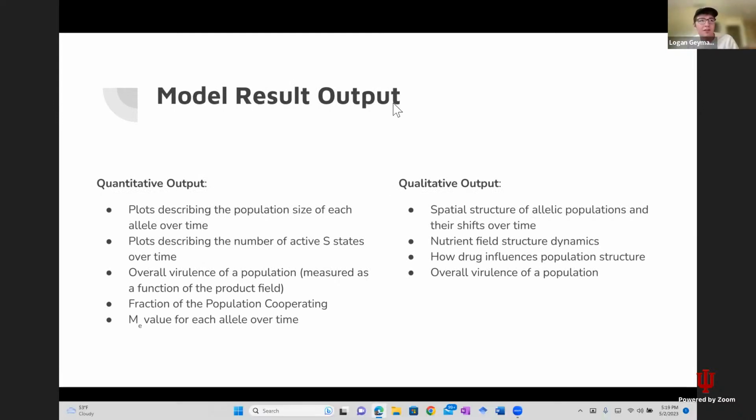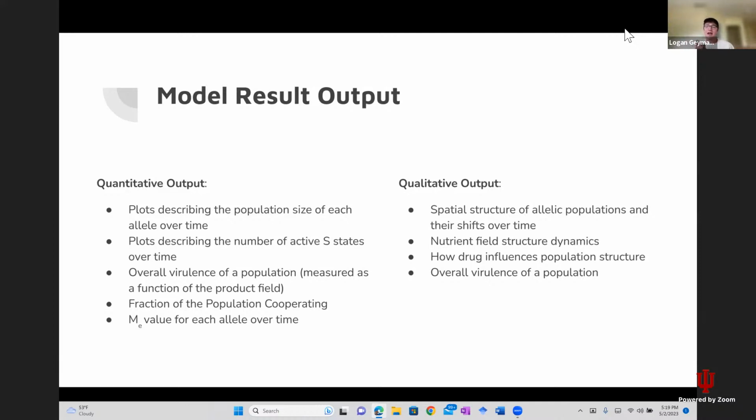So after we said all this about the architecture, we wanted to really understand what our model is actually going to produce for us. So we separated this into two bins: our quantitative and our qualitative outputs. Qualitatively, it allows us to see on a small scale what the spatial structure of the allelic populations are. We wanted to see, are we seeing an invasion of the defector cells into clumps of quorum sensing positive cells? So the UC, or unconditional cooperator, and wild type cells, do they wedge their way into these populations to get access to that public good?